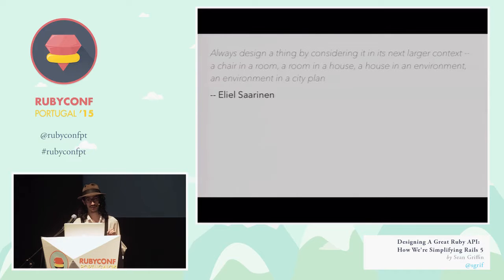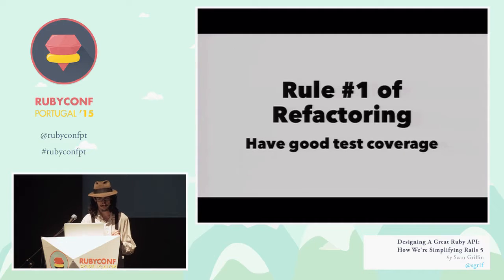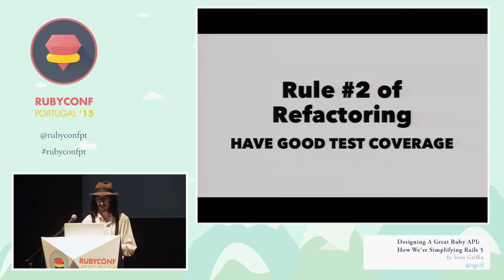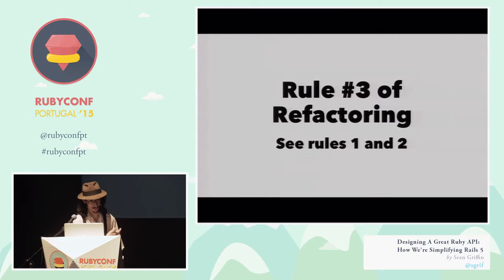And before we start introducing the API, I need to say a few brief words about refactoring. The first rule of refactoring is have good test coverage. The second rule of refactoring is to have good test coverage. And the third rule of refactoring, see rules 1 and 2.